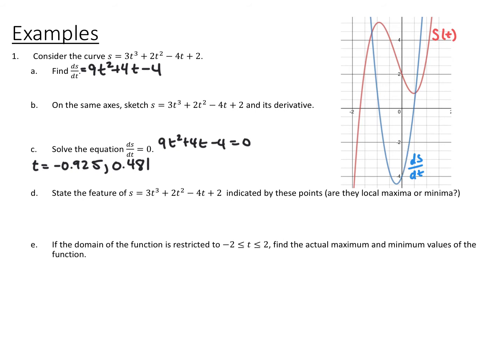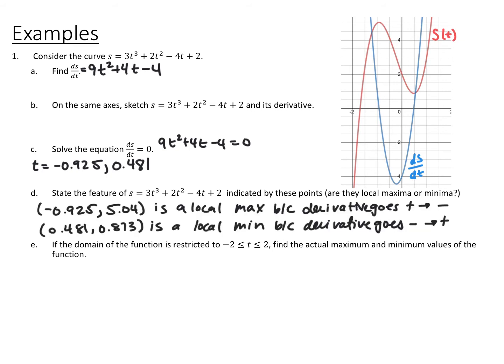So then to find where the derivative is equal to 0, I set this equal to 0. It doesn't factor, so I just used my graphing calculator, and I found that the two places where this equals 0 are t equals negative 0.925 and 0.481. So then using the notes on the previous slide, determine whether or not these 2 points are local maxima or local minima. So go ahead and pause the video and try part D.